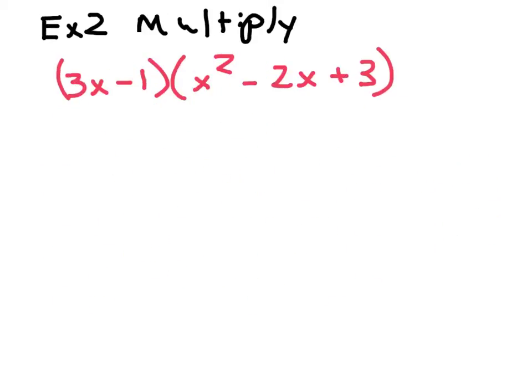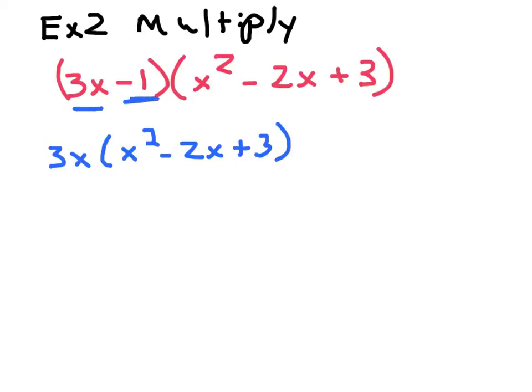All right, final example is example 2, and we're taking a binomial times a trinomial. So remember how to do this. You take the first term in the binomial, which is 3x, and multiply that by that whole trinomial. And then we're going to take the second term in the binomial, which is a negative 1, and take it times that whole trinomial. And again, just like I mentioned in example 1, now it's just a matter of using the distributive property.